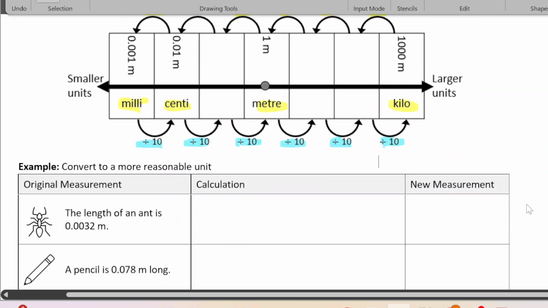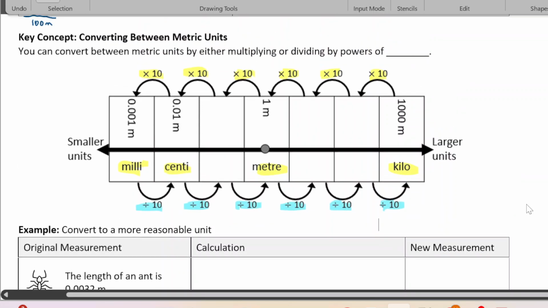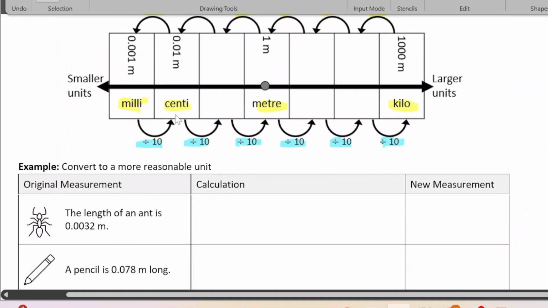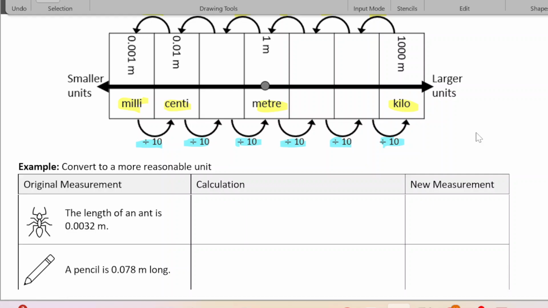And we're going to convert it to a more reasonable unit, because you want to use a unit that our brain is understanding. Our brain is not very good at understanding very small or very big numbers, so we want to convert it to something reasonable. So the length of an ant. You would never measure an ant and say it's 0.0032 meters. That's hard to understand. So instead, maybe we're going to measure this ant in millimeters, because I see that if I move the decimal place 3 times, or if I multiply it by 1,000, I'm going to have something more reasonable. So to get from meters to millimeters, we multiply by 10 3 times, or we multiply by 1,000.